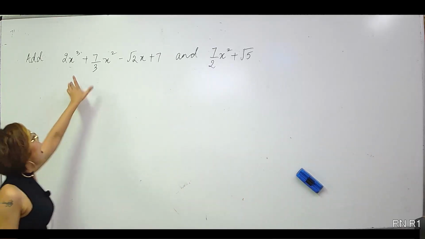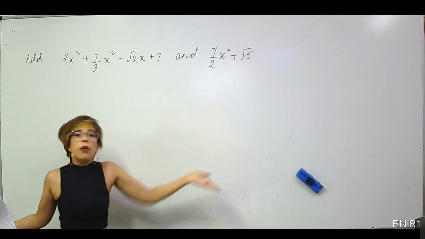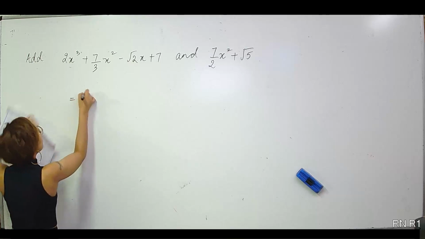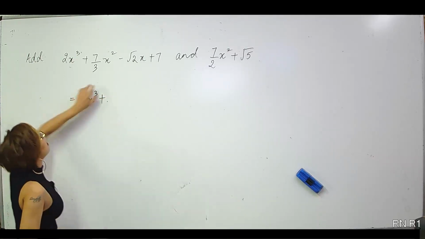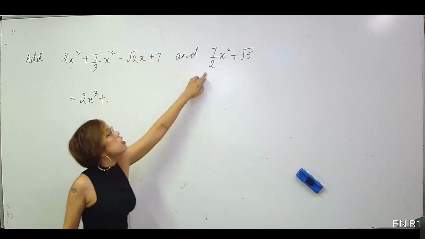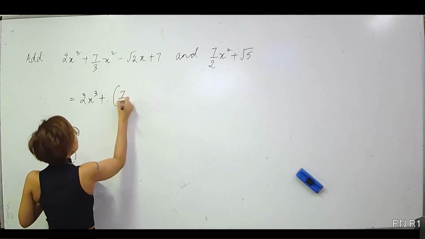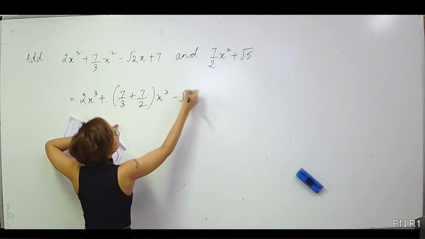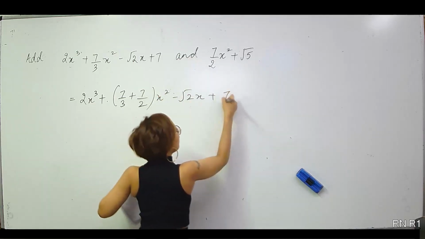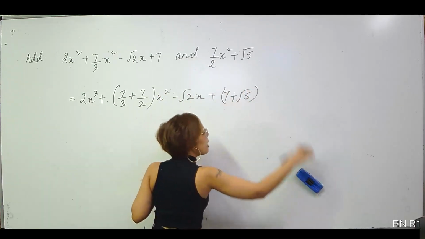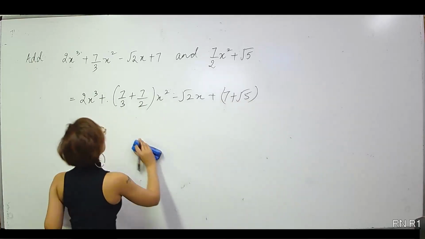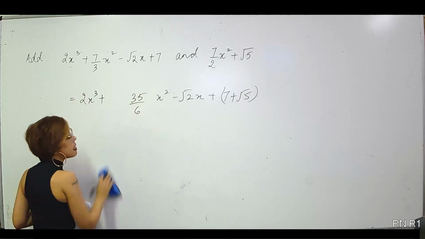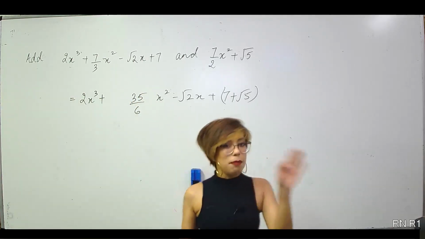Alright, if I want to add this polynomial and this polynomial, I know I need to add the like terms. Now, x cube is here, x cube is not there. That means in my sum, 2x cube would be there. Plus, now let's see. X square, that means these two coefficients will be added. So 7 by 3 plus 7 by 2, x square. Now, x is not there, so minus root 2x plus 7 plus root minus 2. Right, this is a constant term, that is why I am putting it in brackets. And this you can easily find out, this turns out to be 35 by 6. Obviously, I will not be discussing how we calculate it, that I am leaving up to you.